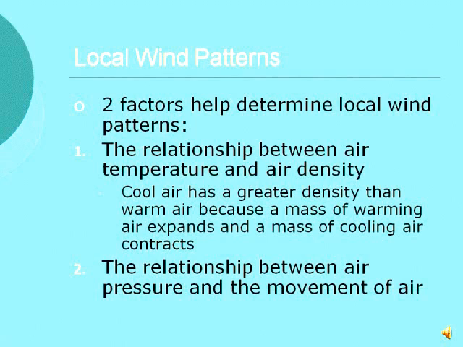Local wind patterns. There are two factors that help determine local wind patterns. The first is the relationship between air temperature and air density. Cool air has a greater density than warm air because a mass of warming air expands and a mass of cooling air contracts. The second is the relationship between air pressure and the movement of air. Basically, whenever you have different air pressures, high pressure and low pressure, that movement of air is what creates storms. When a cool front hits a warm front, there's so much contracting from the cooling air and expansion from the warming air that it can basically create a huge storm.